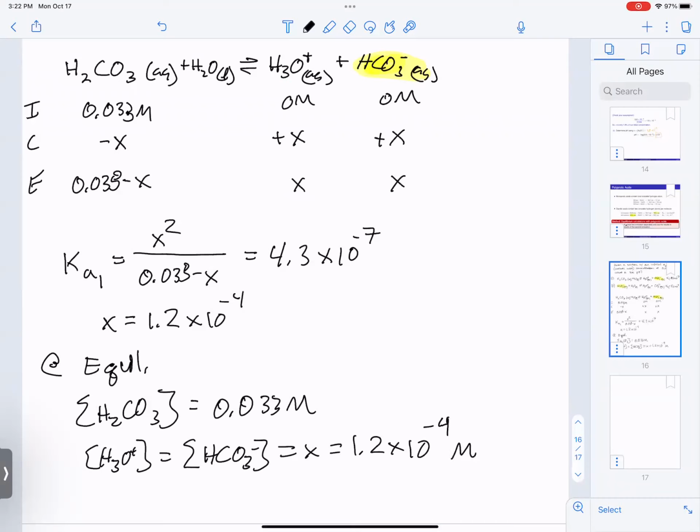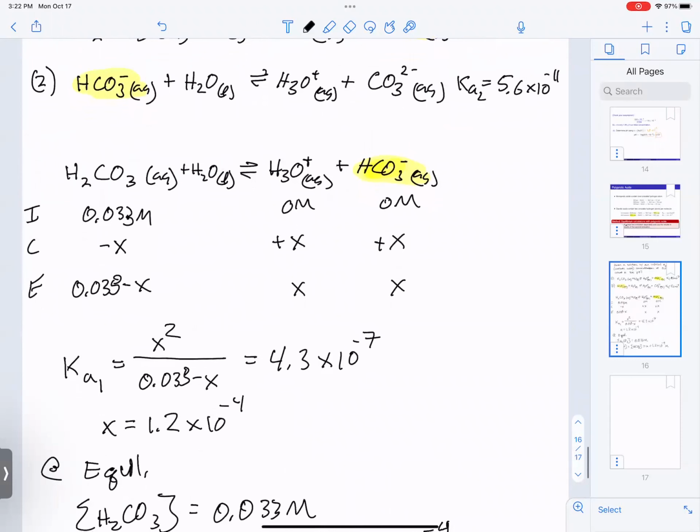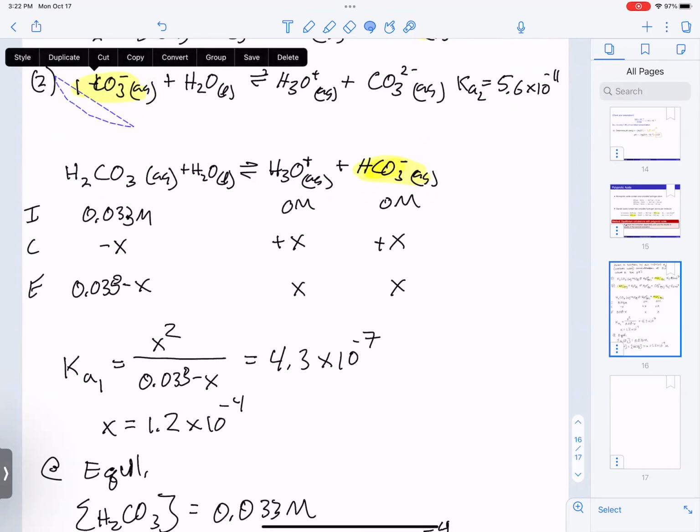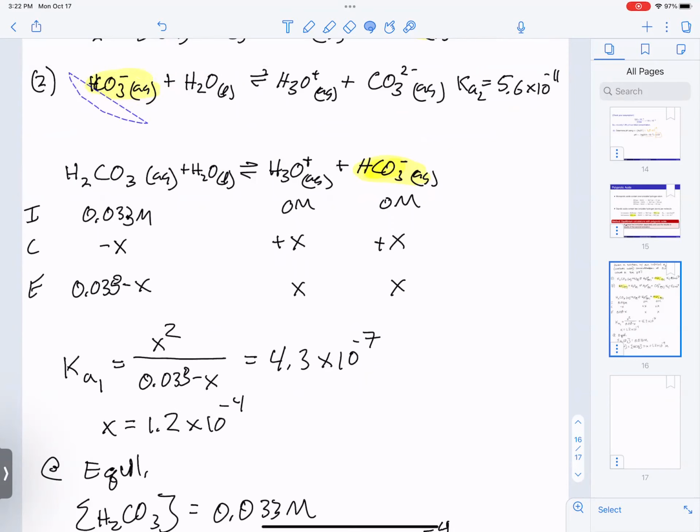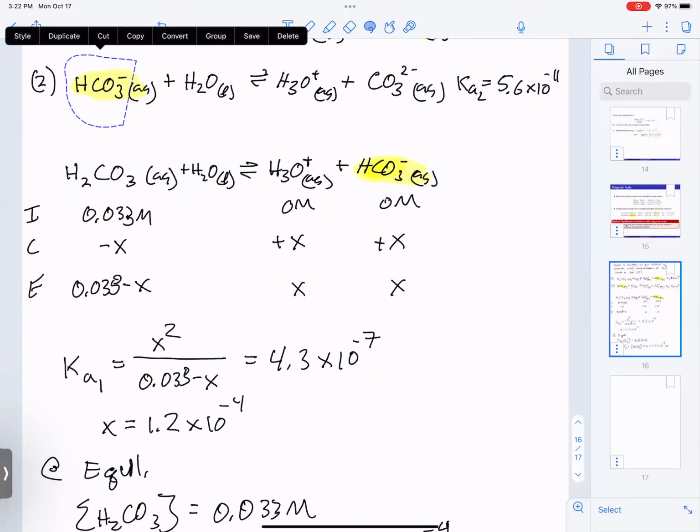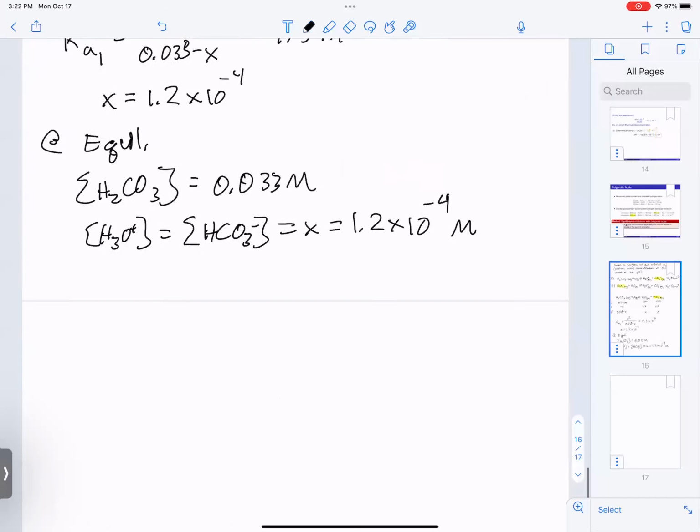Okay, now to determine the amount of CO3 2 minus in solution, because now we're coming in here and we're going to be looking at our second equation here. Let's highlight it. Oh, my iPad's not wanting to cooperate. Okay, fine. Do it the long way.